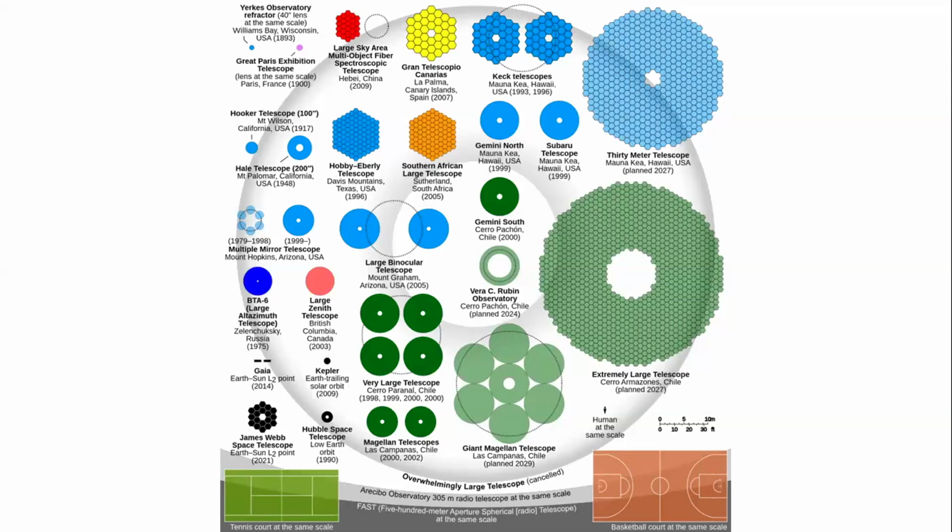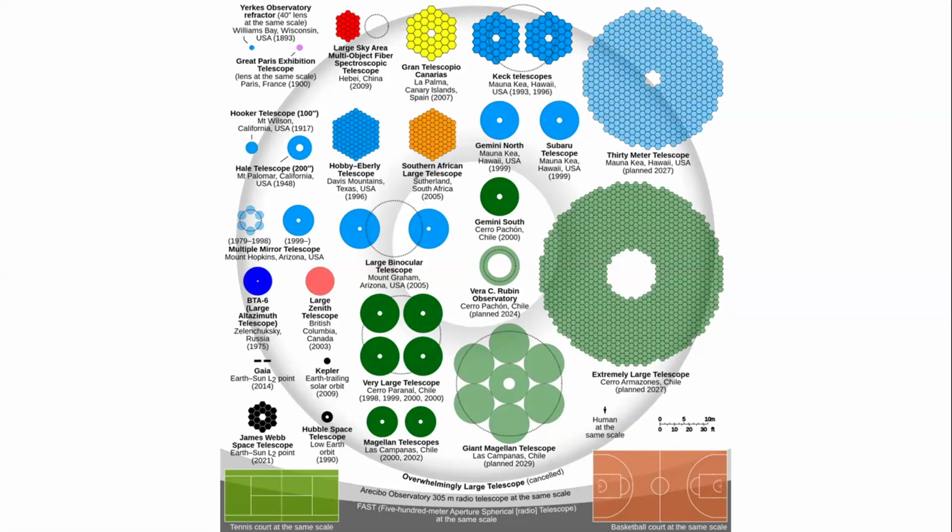And this big outer one here was a lovely pipe dream, the overwhelmingly large telescope, or OWL for short. And they are not going ahead with that, certainly not at the moment. It would have been 100 meters in diameter, obviously a multiple segmented mirror. They thought about it, they did some figures, they did some planning, and said, no, not possible at the moment.